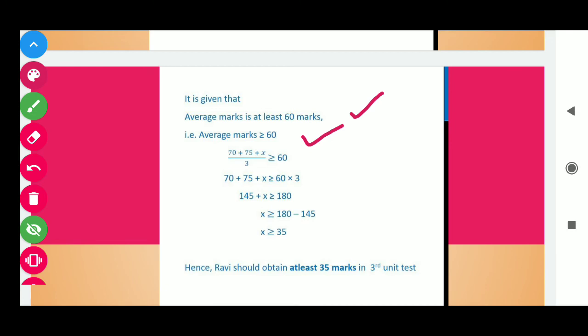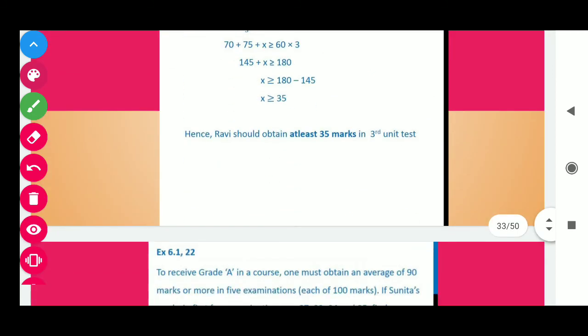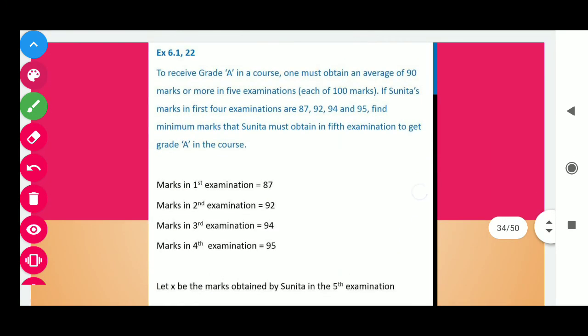Now by cross multiplying and simplifying, you can see we are doing very simple calculation, and here the answer is x is greater than or equal to 35. So students, if Ravi gets at least 35 marks in the third examination, then he will obtain an average of at least 60 marks. So students, this is our answer. Now move to the next question.